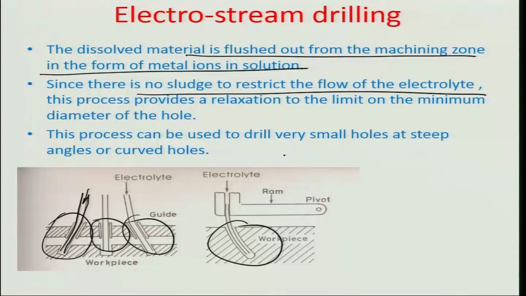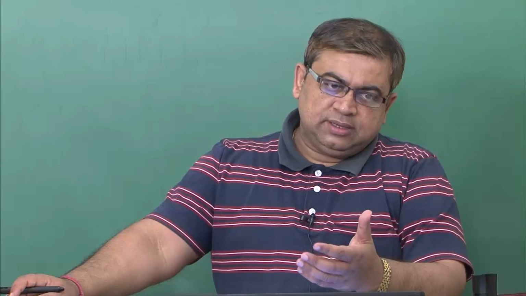Obviously, because it is stream based drilling, there is some limitation on the minimum diameter of the hole that can be achieved using this process. So typically very small holes, holes which are curved, holes at very steep angles, or even going deep into the workpiece can be realized using the electrostream drilling process.